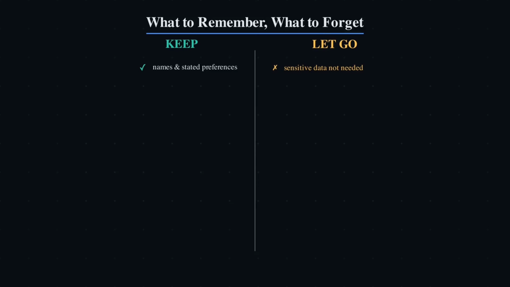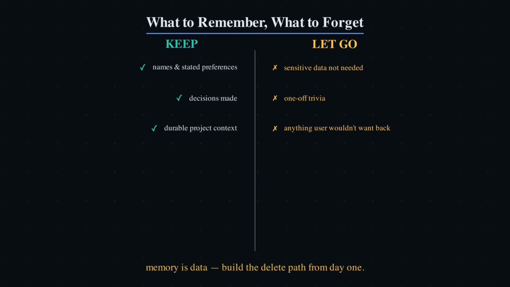Remember durable facts, stable preferences, decisions, context that makes future help better. Forget or never store sensitive personal data you don't need, anything the user would be uncomfortable seeing resurface, one-off details with no future value. An agent that remembers everything isn't a feature, it's a liability. The good ones remember what's useful and let the rest go. And if you're building this for other people, memory is data. Treat it with the privacy and consent that any stored user data demands. That's not a footnote, it's the responsibility core of building memory.